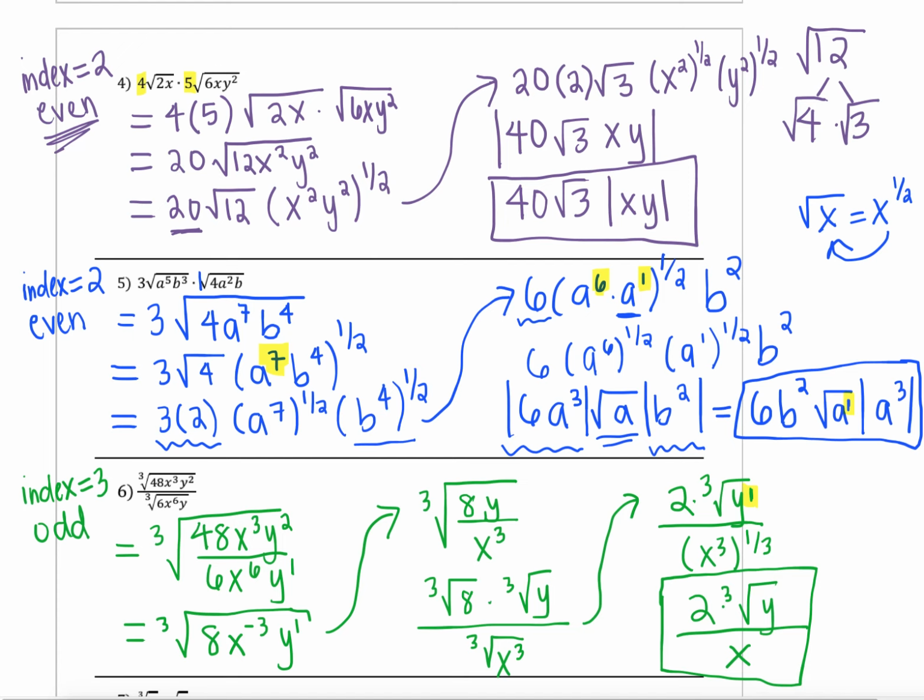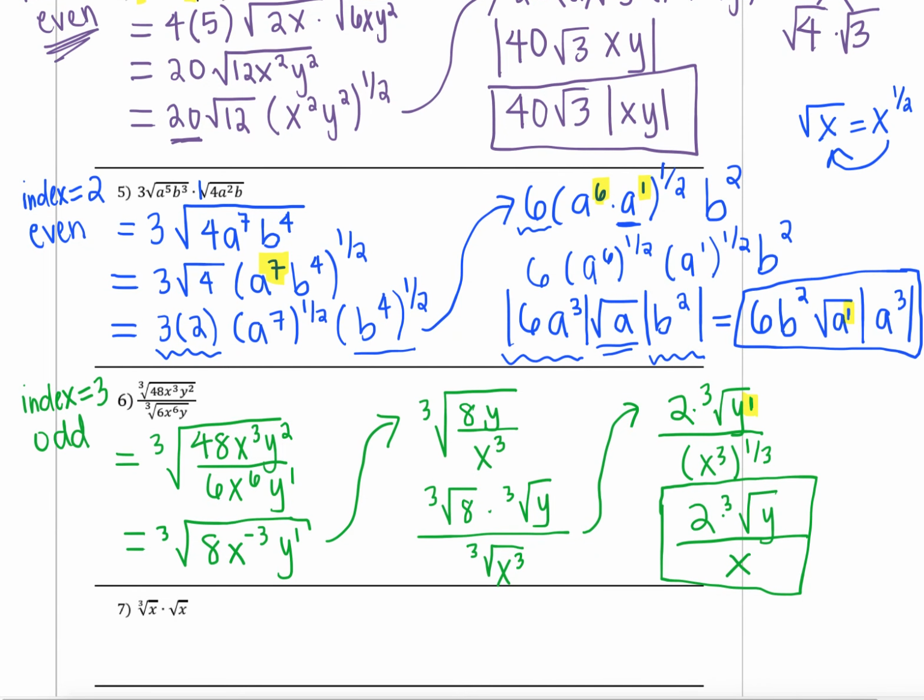Okay, let's look at our next example. So in example 7 here, we have the cube root of x times the square root of x. Why don't you guys pause the video right here and determine what our index is. So in this case, we actually have an index of 3 in the first radical, and then for our square root, we have an index of 2.